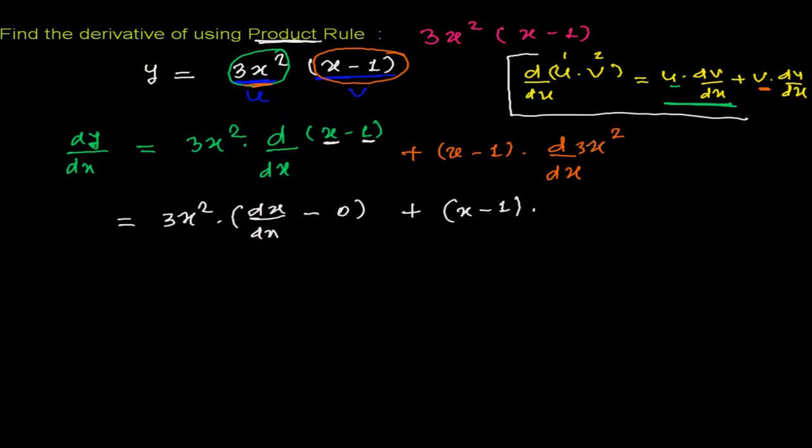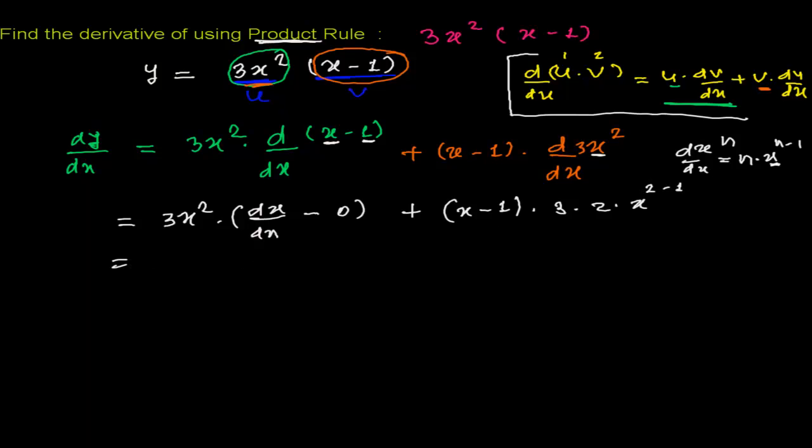Now the derivative of 3x squared. Since 3 is a constant coefficient, let me write it outside, and now I need the derivative of x squared. I have to use the power rule. The power rule is: if you have x to the power n and find the derivative with respect to x, it is n times x to the power n minus 1. Same thing here: the power is 2, so 2 times the base, and the power is reduced by 1, that is 2 minus 1.